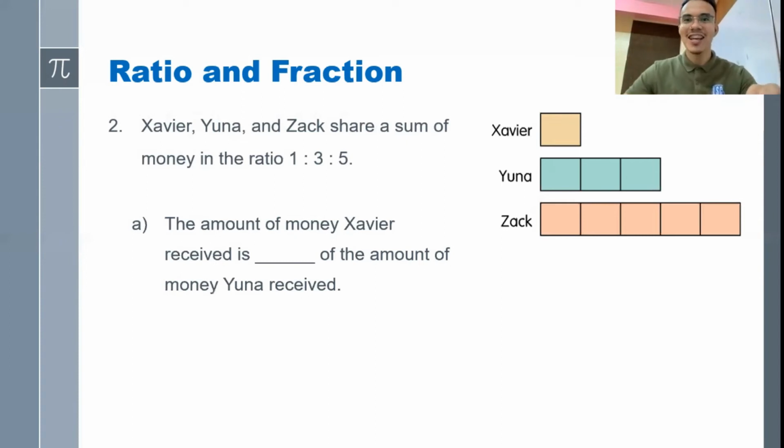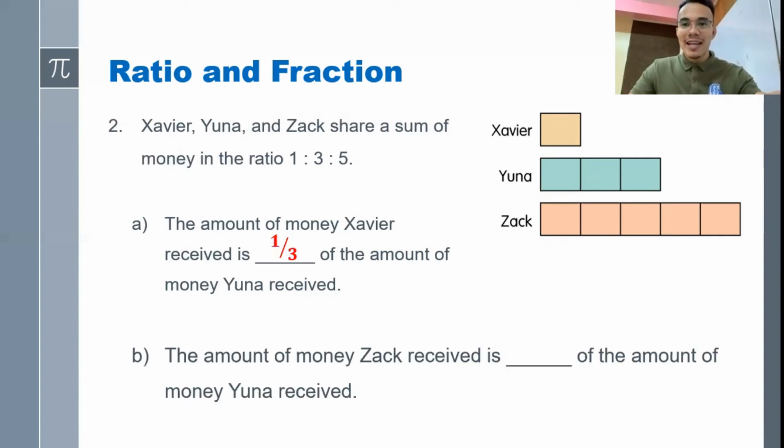Let's have letter A. The amount of money Xavier received is blank of the amount of money Yuna received. So for letter A, the word ratio is not mentioned, so our answer is not a ratio. Take note of the word that follows after blank, blank of. It means our answer here is a fraction. Xavier's money is what fraction of Yuna's money? Look at the model. Xavier is 1 part, and that is just 1/3 of Yuna's money.